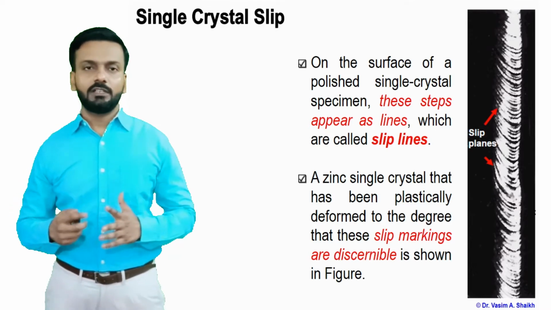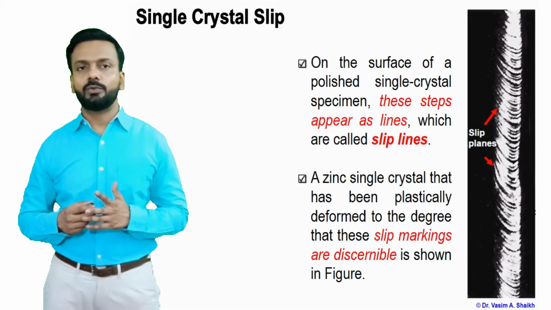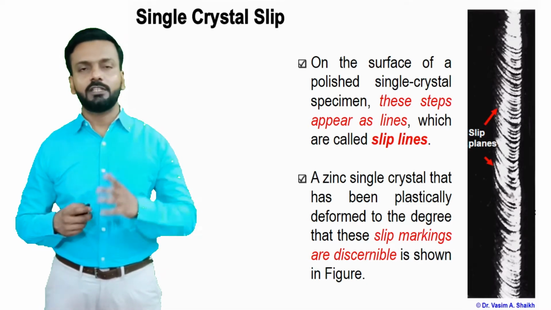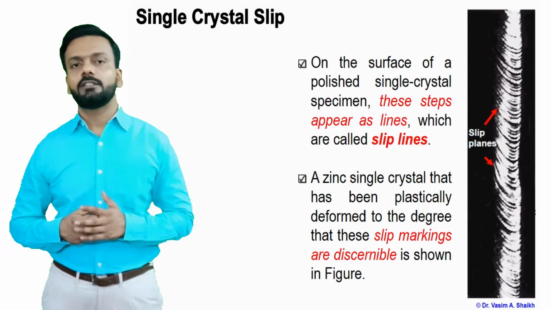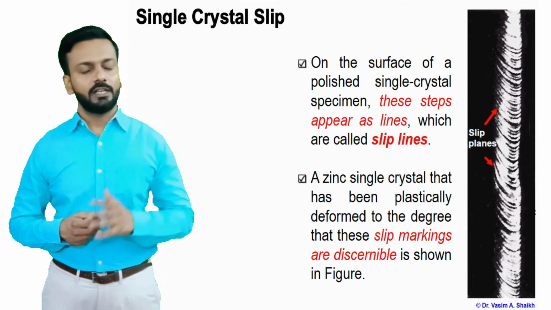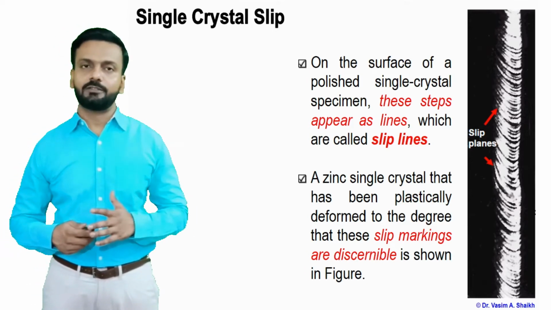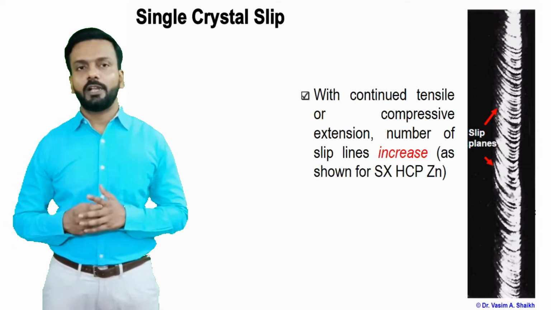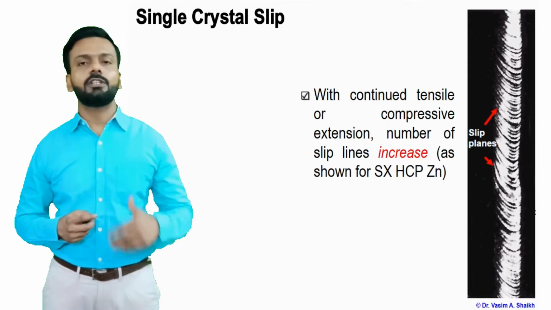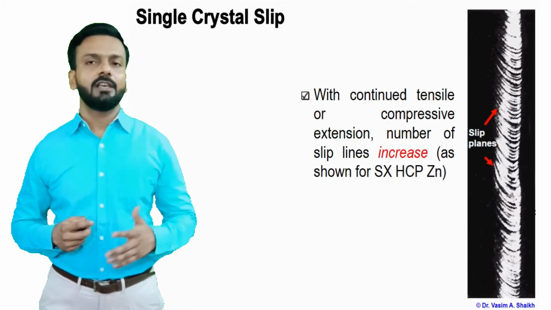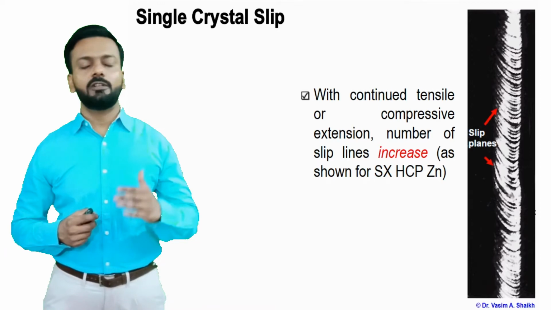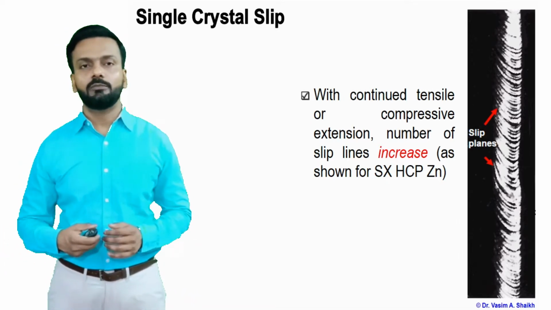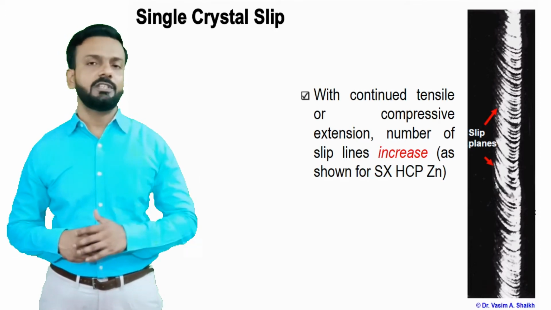A zinc single crystal that has been plastically deformed to a degree that these slip markings are discernible is shown in this figure. You can easily identify that these are the markings, and these are nothing but slip planes. With the continuous tensile or compressive load applied, the number of these slip lines will go on increasing and multiplying. As I was telling earlier, the favorable planes will orient themselves in such a way that they will try to deform the material. This is a single crystal HCP zinc material.